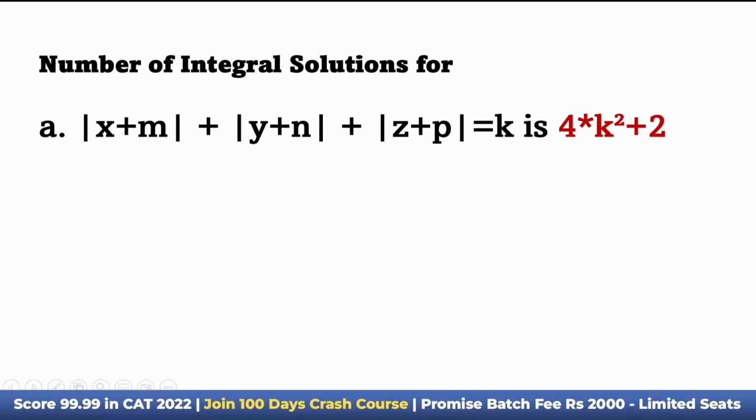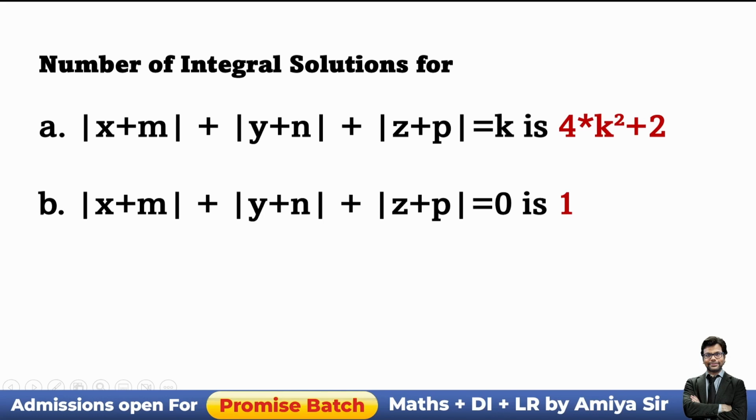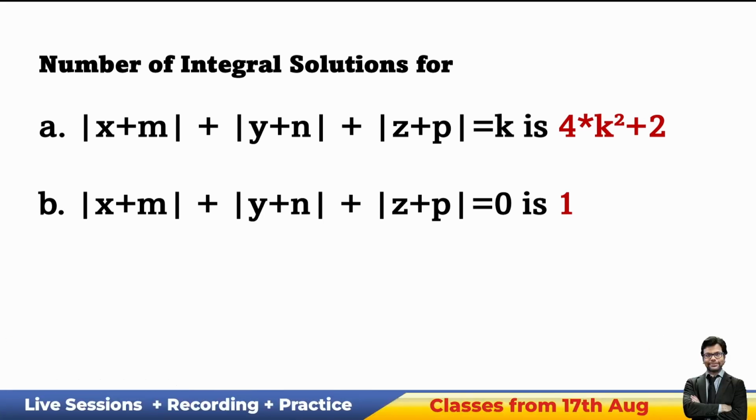First, |x| + |y| + |z| = k, if we have three variables in the mod with the coefficient 1, then the final number of integral solutions is 4k² + 2. And for the three variables' mod equal to 0, the answer is 1. If we know these two prerequisite things in advance, we can solve the question in 1 minute.